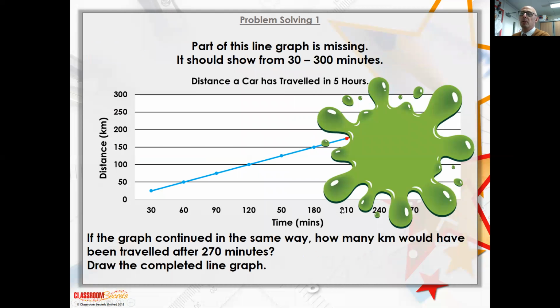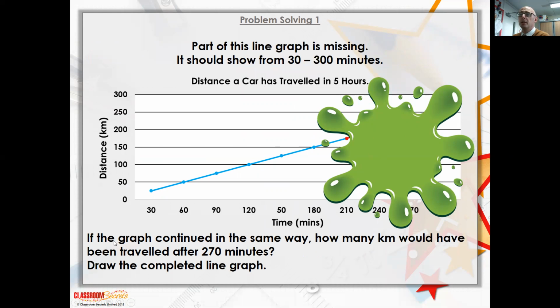Uh-oh, someone's made a bit of a mess here. Someone's drawn a line graph here showing the distance a car has travelled in 5 hours. And it's got the number of minutes here going up, half an hour, 1 hour, 90 minutes, an hour and a half, 2 hours, and so on and so on. But we can't quite see where this line goes. It does seem to be going in a straight line, doesn't it?